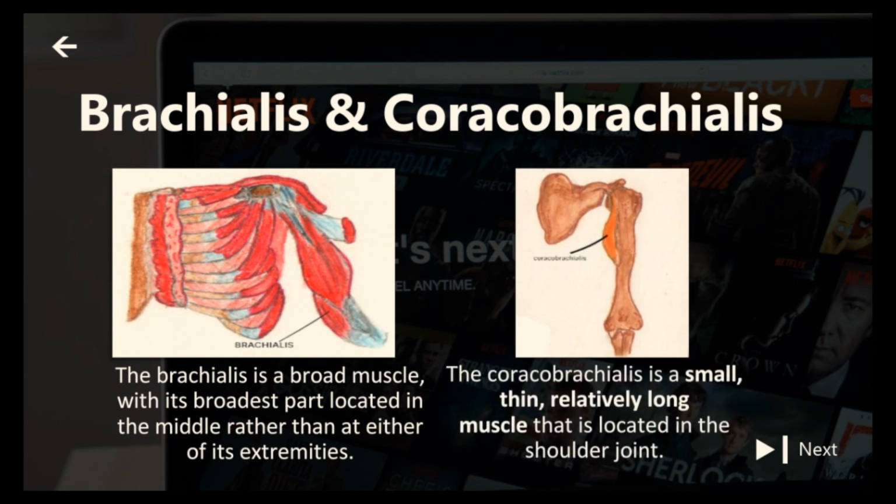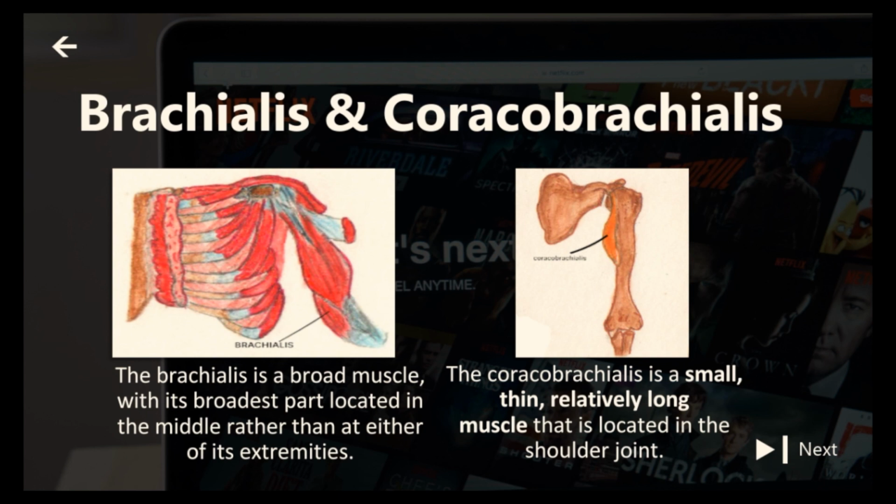Brachialis and coracobrachialis. Brachialis is an upper arm muscle that flexes the elbow. It is deeper than the biceps brachii and makes up part of the floor of the cubital fossa region, or elbow pit. The brachialis generates around 50% or more power than the biceps when it comes to elbow flexion.